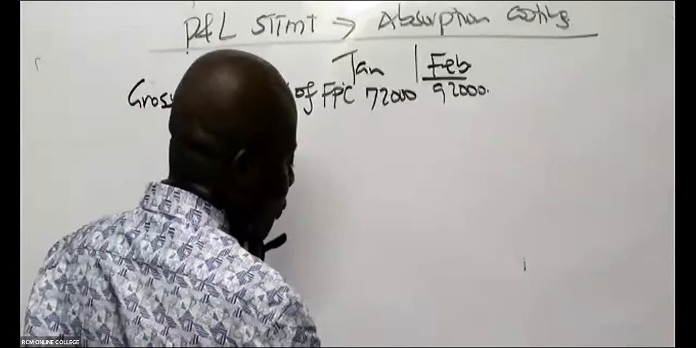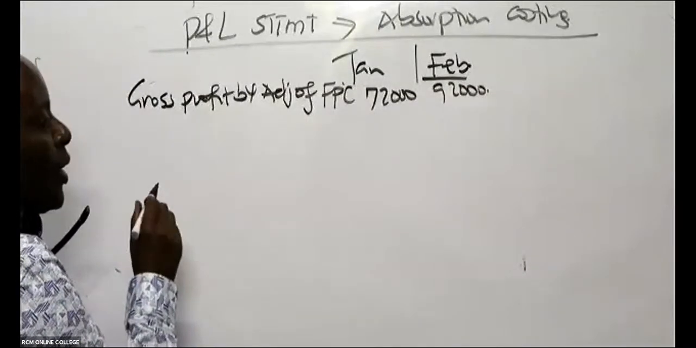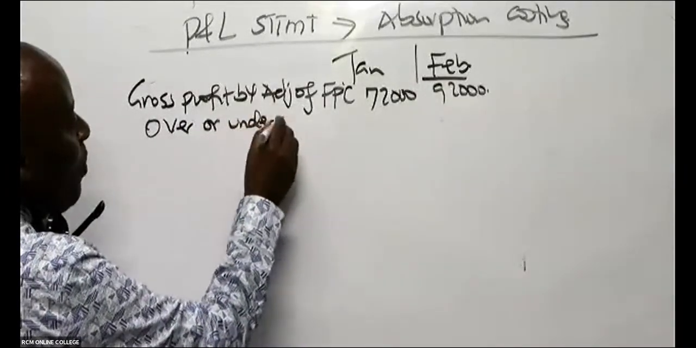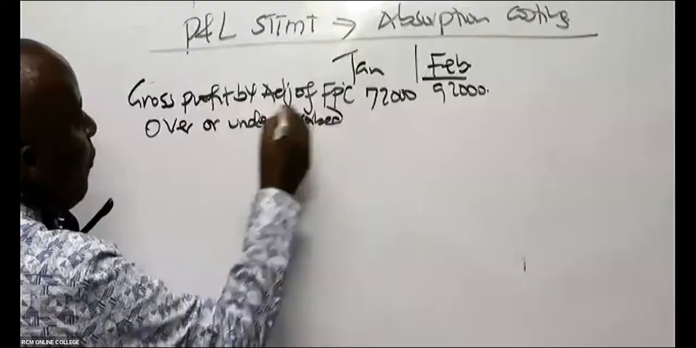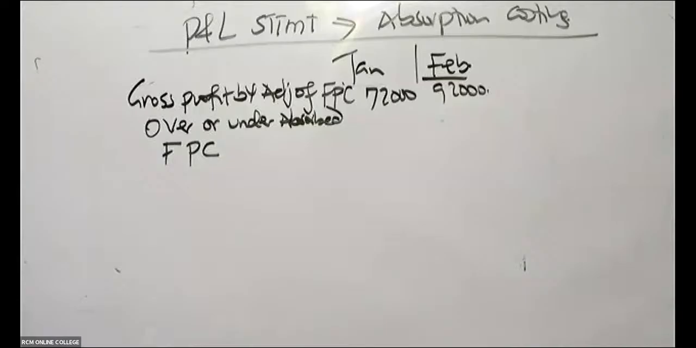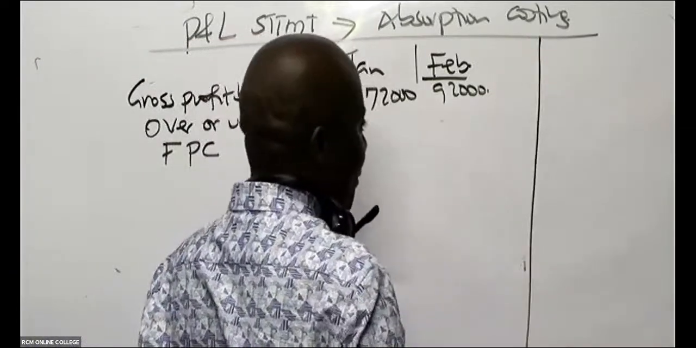Now once you have gotten this gross profit before the adjustments, now you need to come and adjust for the fixed cost, where we'll talk over or under absorbed fixed production overheads or fixed production costs. So over or under absorbed. We'll just do a very, very small statement by the side.